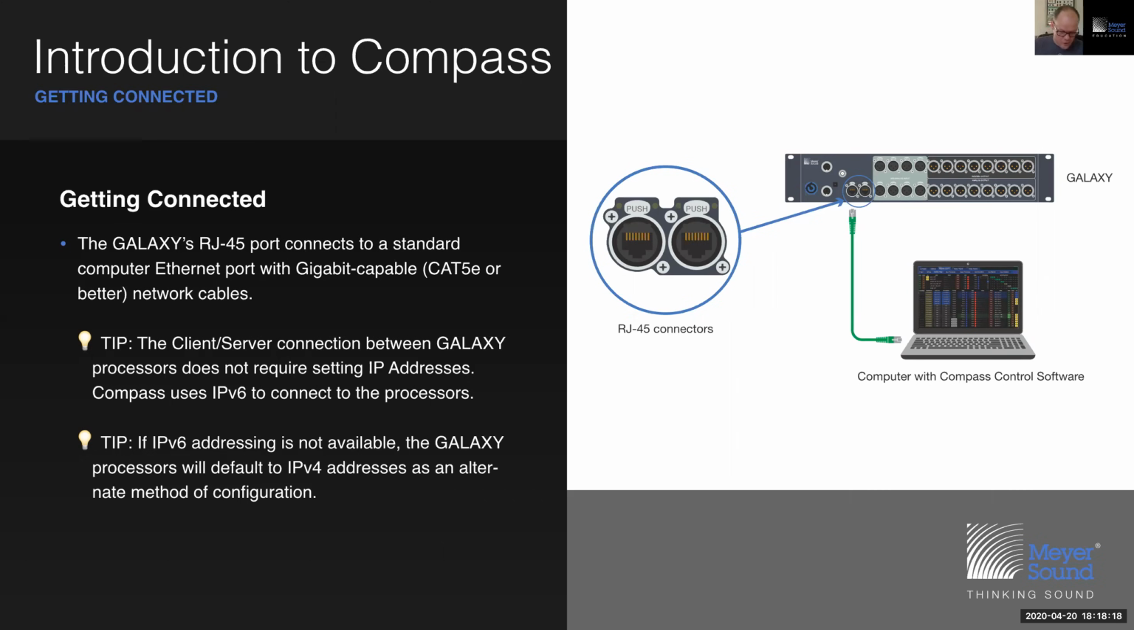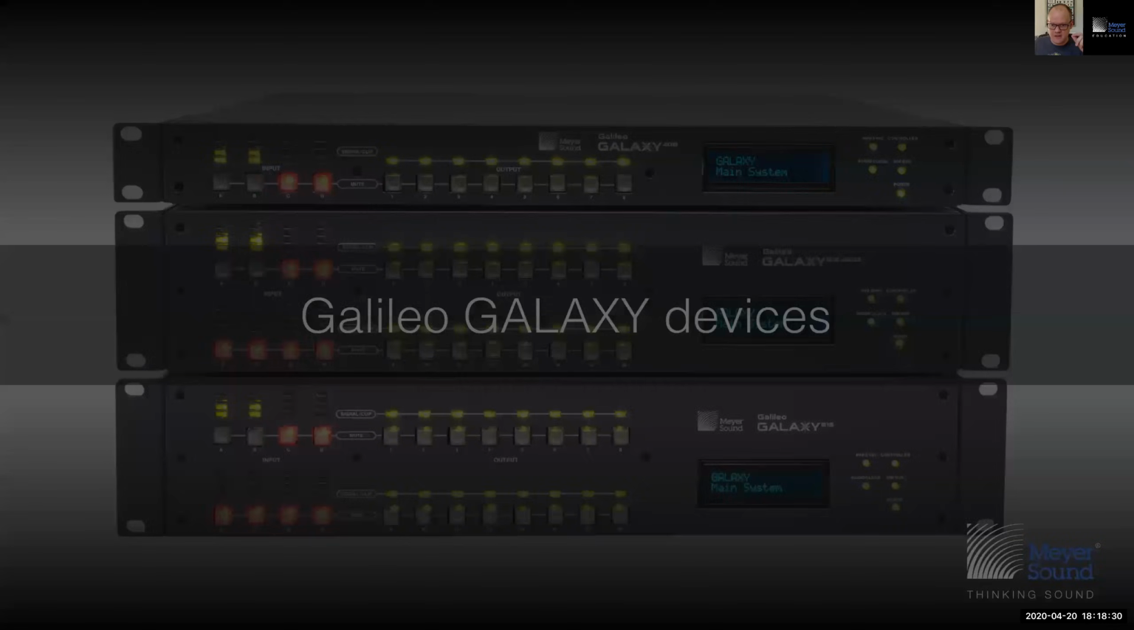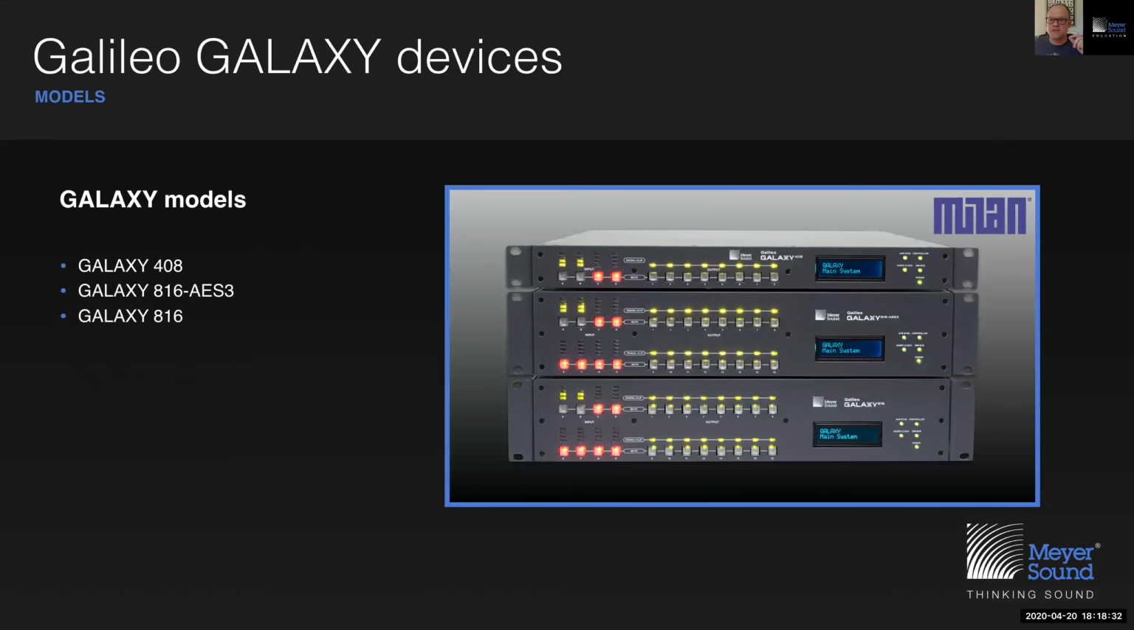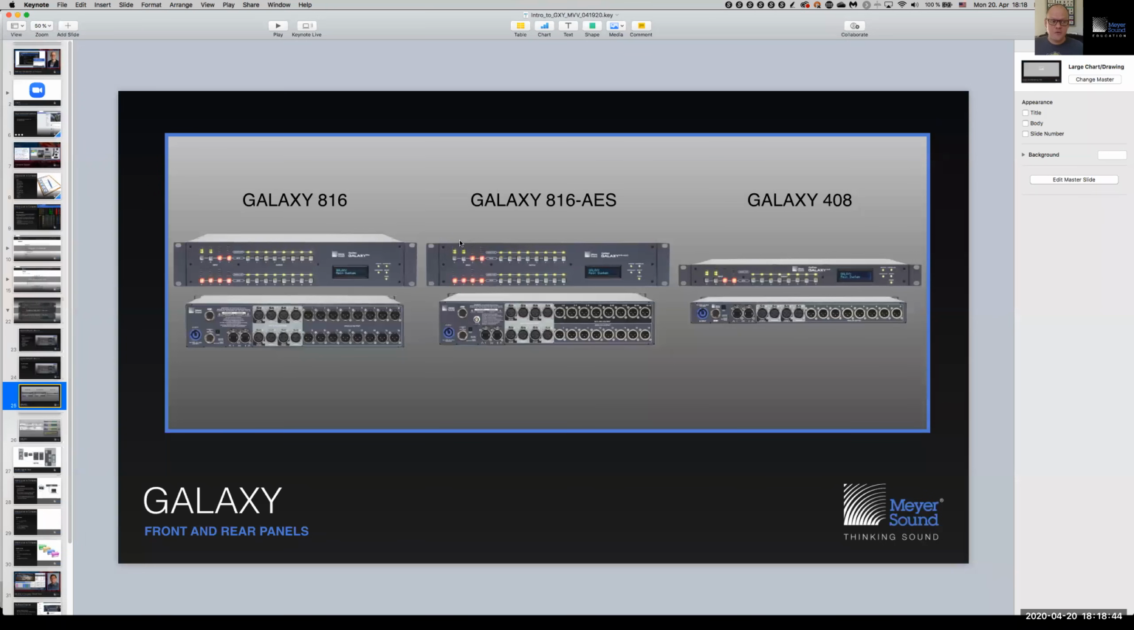Okay, so we've connected to our Galaxy. I have an 816 AES3 living over here, which is the model that we see over here, which is the one in the middle, which has the AES outputs as well as analog outputs. I've got one of that unit living to my right next to my desk, and let's see if we can find it and connect to it.